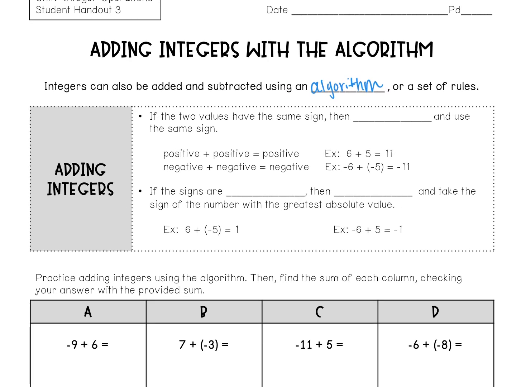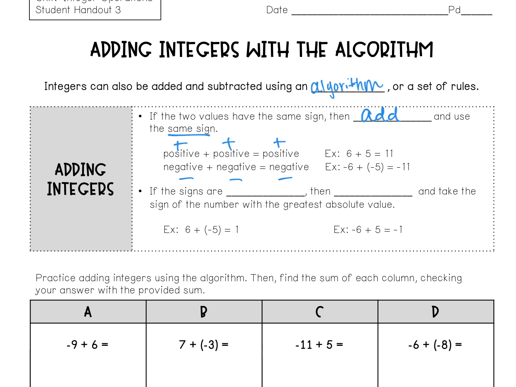So when we're adding integers, if two values have the same sign, then we're going to add and use the same sign. So essentially that means that a positive plus a positive equals a positive. So 6 plus 5 equals 11. And a negative plus a negative equals a negative. For example, negative 6 plus negative 5 would equal negative 11.